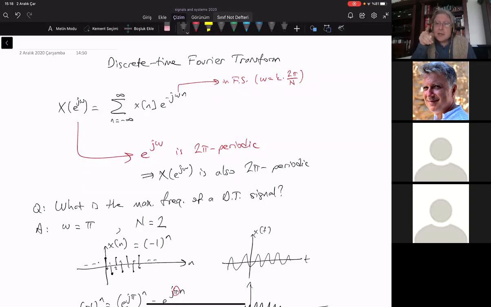Now, you have to always check your final answer before putting it inside a box and giving it as an answer. Before that, you have to tell me this: is the answer that you found 2 pi periodic? For example, you find capital X of e to the j omega to be equal to 1 over a plus j omega, which was, by the way, a continuous time Fourier transform of e to the minus at u of t.